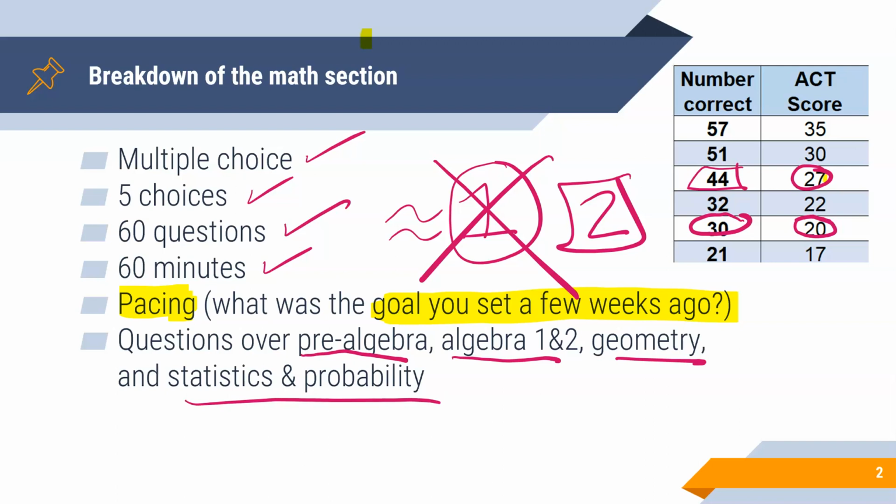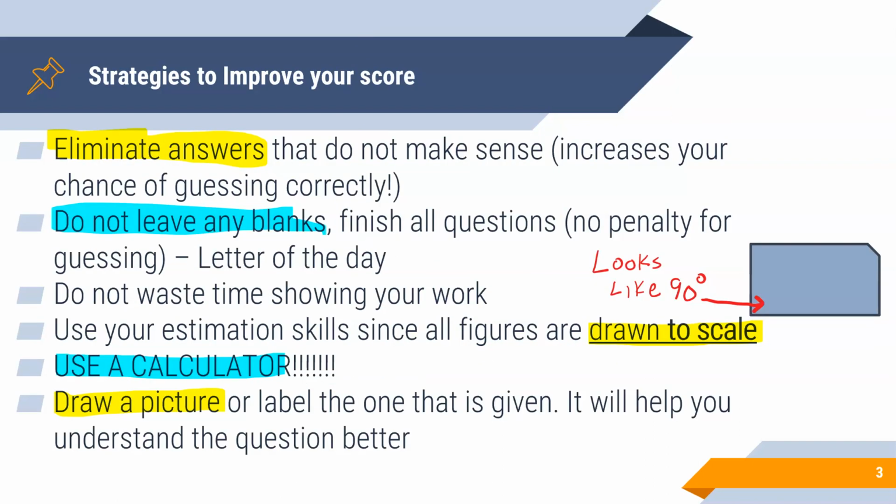Now, with all kinds of standardized tests and multiple choice tests, there are lots of techniques you can use to increase your score, right? Some of these are: eliminate answers that do not make any sense. This will increase your chance of guessing, right? Instead of having 5 choices to pick from, now you only have 4 or maybe 3, okay? Don't leave anything blank. ACT grades all the bubbles you mark. So finish all the questions. They don't penalize you for guessing.